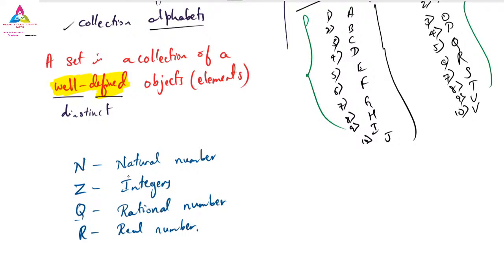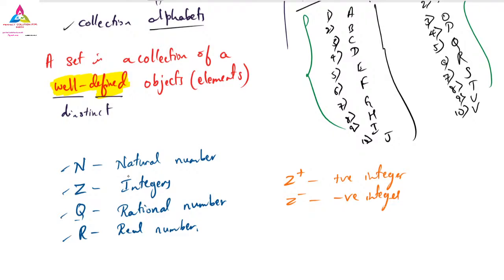This is the important notation you have to remember: N, Z, Q and R. We must know these. And similarly, we will have one more, sometimes we will take Z plus. Z plus is the positive integers. And sometimes we will take Z minus, which is nothing but the negative integers.